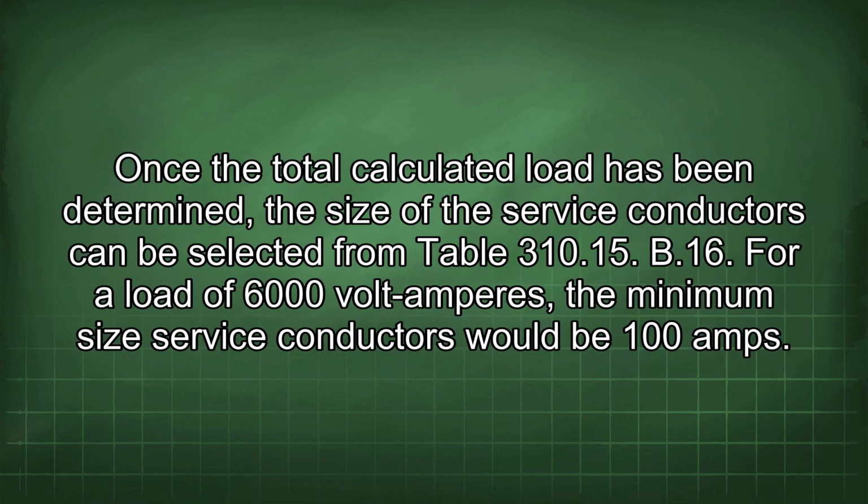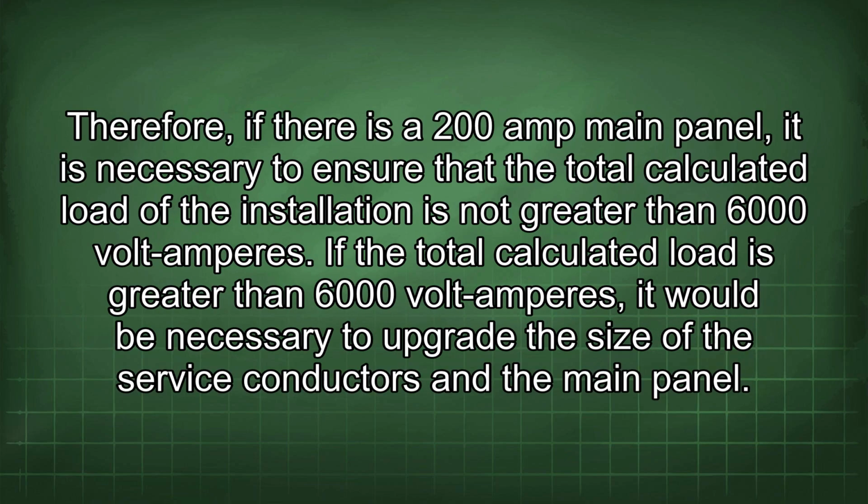Once the total calculated load has been determined, the size of the service conductors can be selected from Table 310.15.B16. For a load of 6,000 volt-amperes, the minimum size service conductors would be 100 amps. Therefore, if there is a 200 amp main panel, it is necessary to ensure that the total calculated load of the installation is not greater than 6,000 volt-amperes.